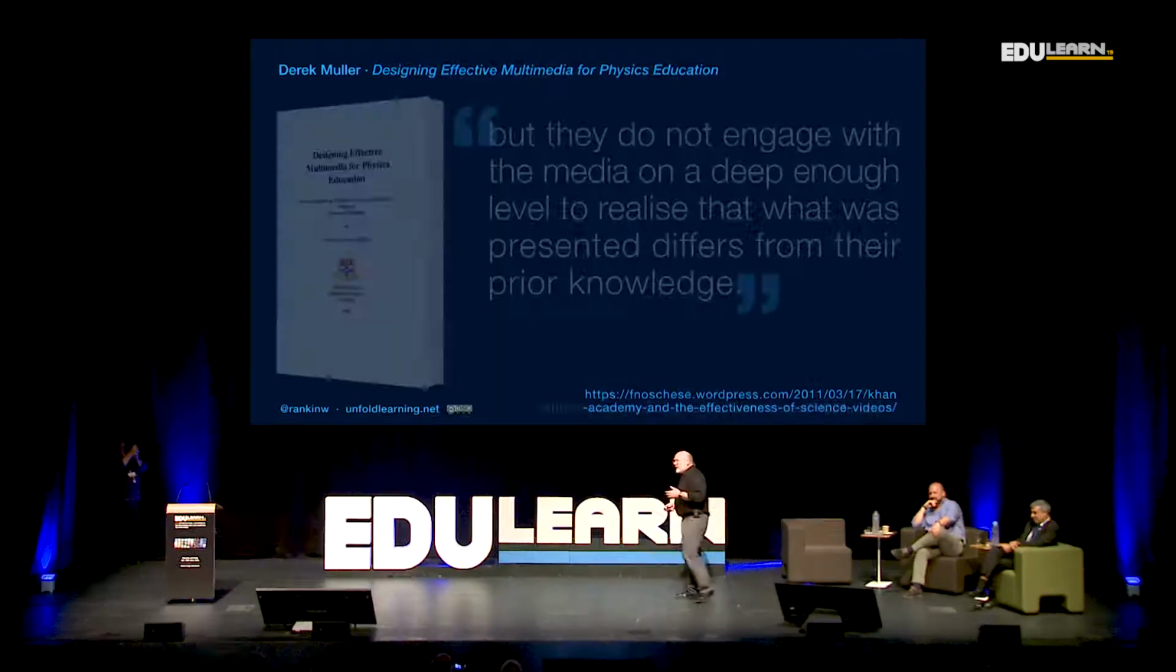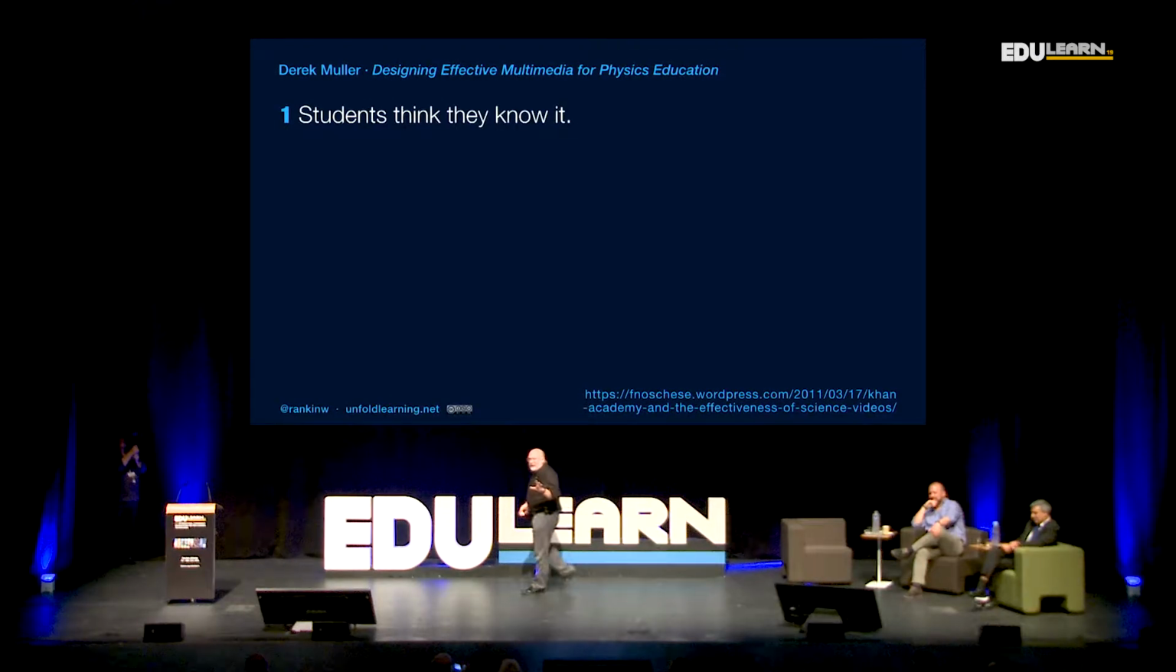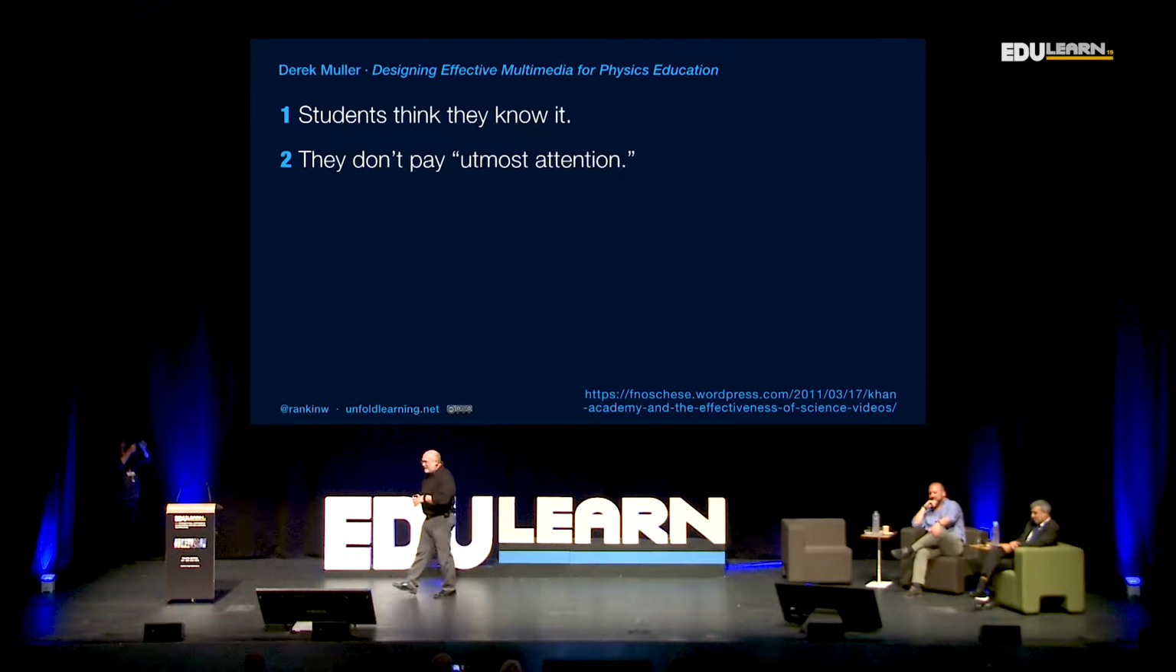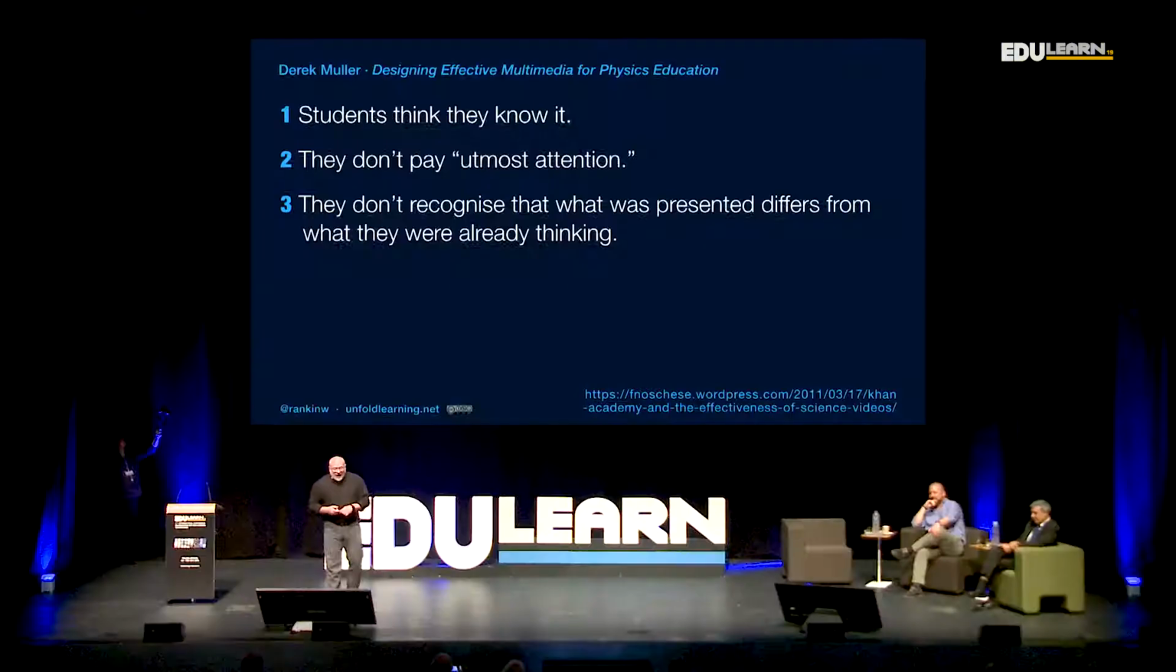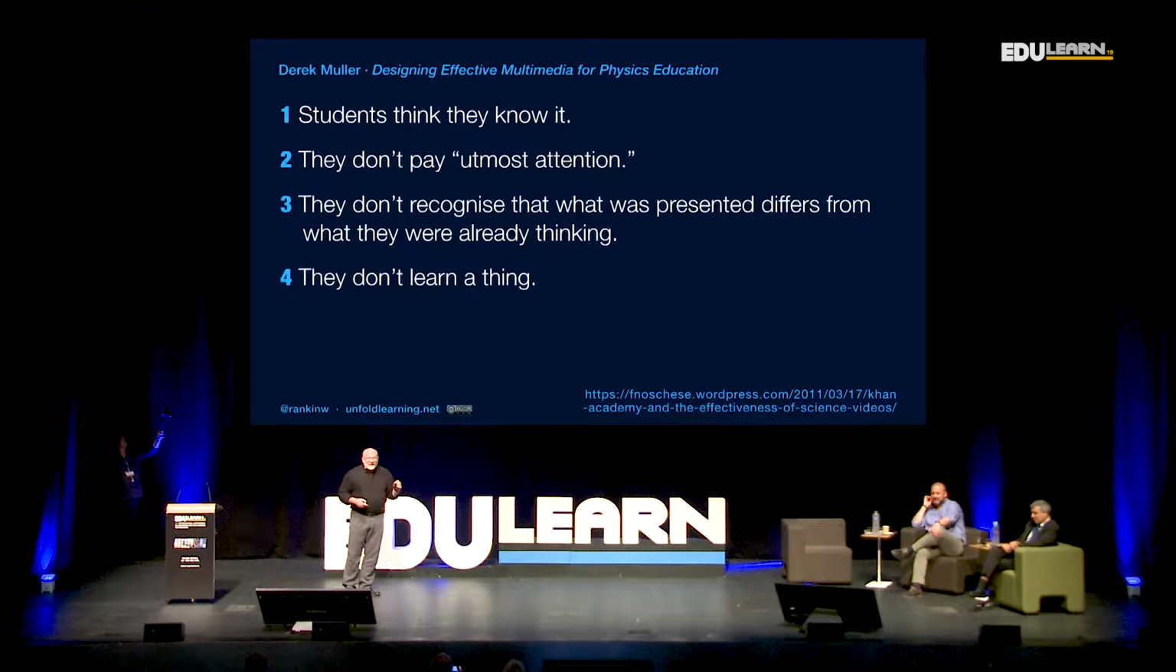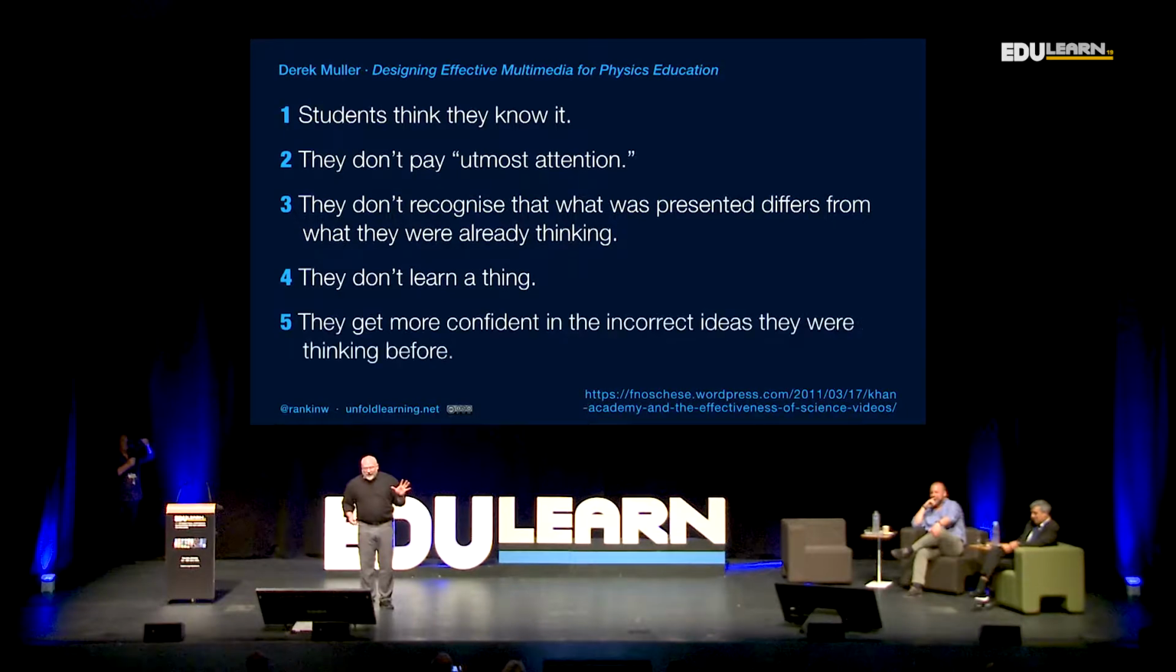In fact, there was a five-step process that these test subjects went through. So, first, they thought they knew it already, and these are the words of one of the study subjects, they did not pay utmost attention to the video. Because of that, they didn't recognize that what was presented differed from what they were already thinking. Because of that, they didn't learn a thing. And here's the sort of cherry on top for you. They got more confident in the incorrect ideas that they were thinking before.